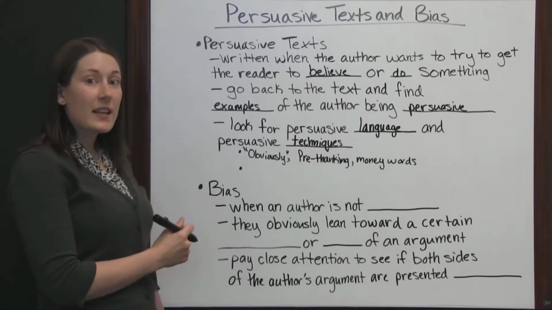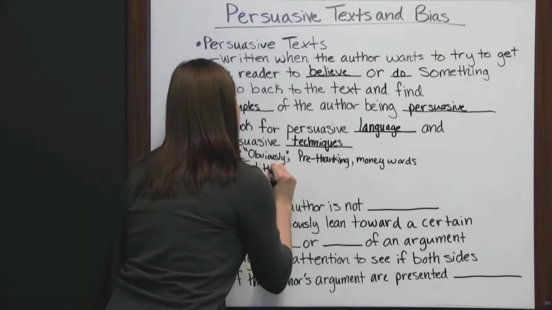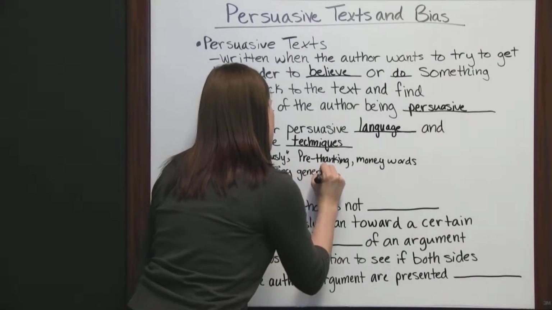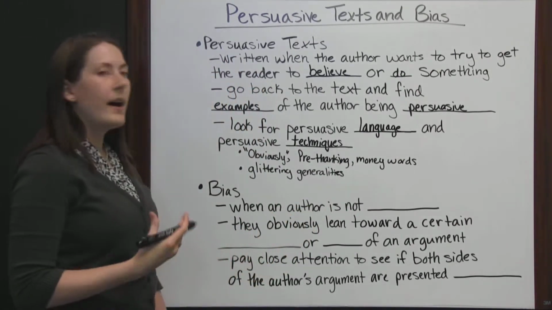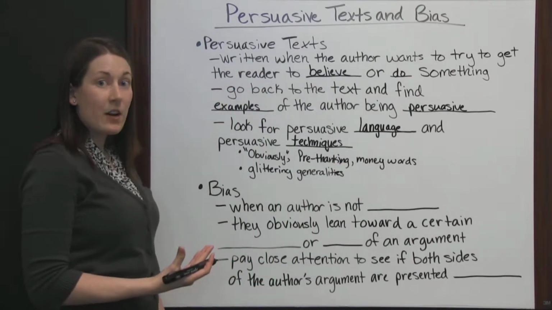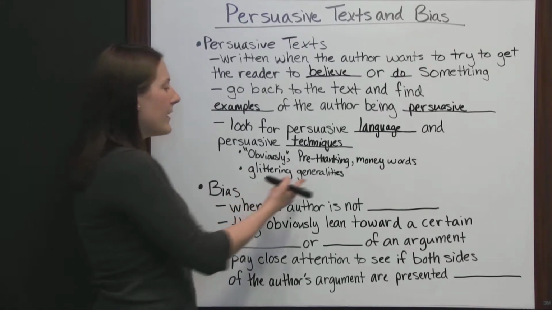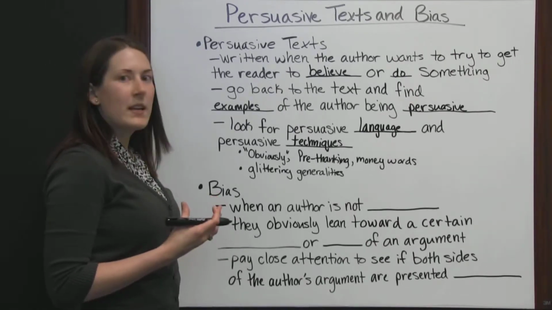Now, some persuasive techniques are glittering generalities, and this just means that words are being used that are positive words. They have a positive connotation, but they're very vague. So they're glittering, they're positive, but they're generalities, they're vague. It doesn't have any real meaning behind it.